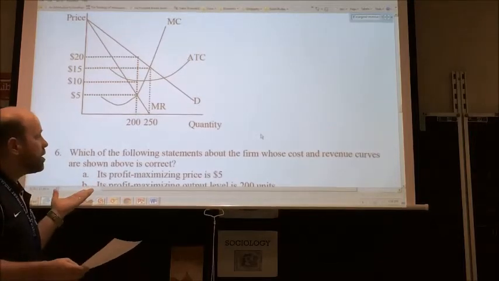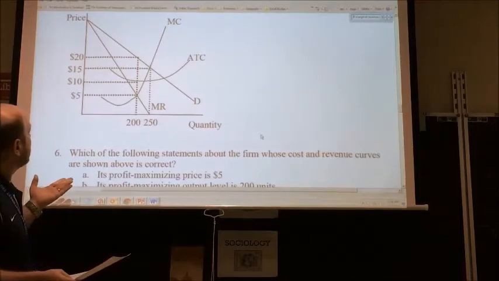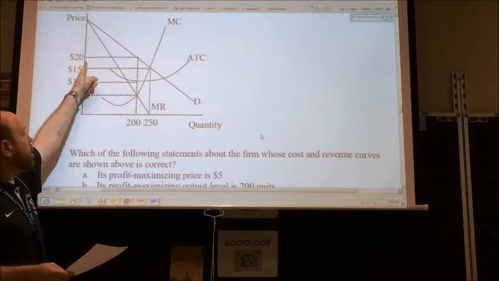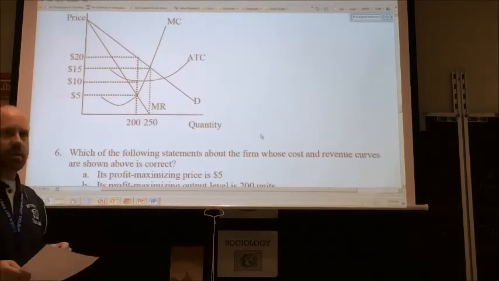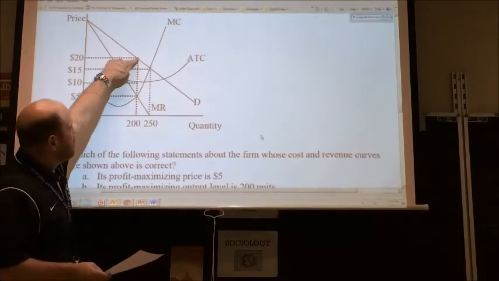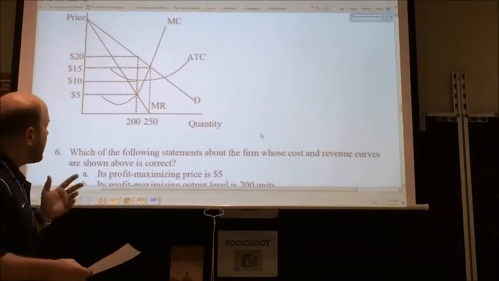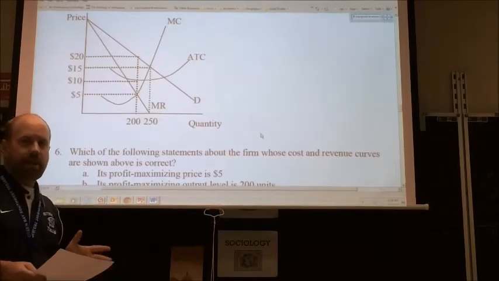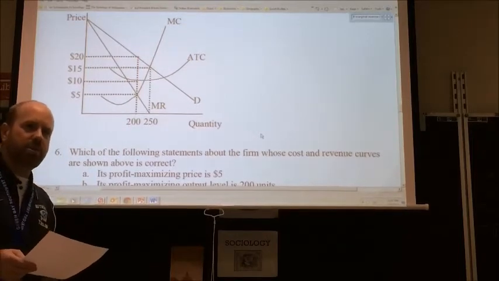All right. Any other questions about this? Profit is the selling price per unit minus the ATC at that quantity. It's this distance right here. And we learned last time that that exists in pure competition and in monopolistic competition only in the short run.